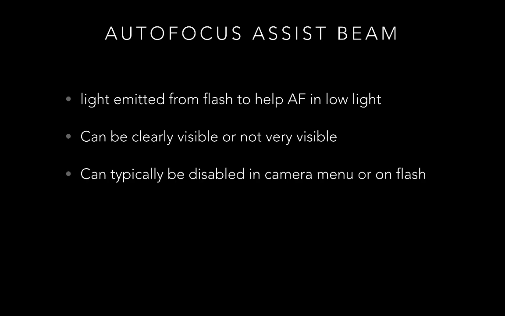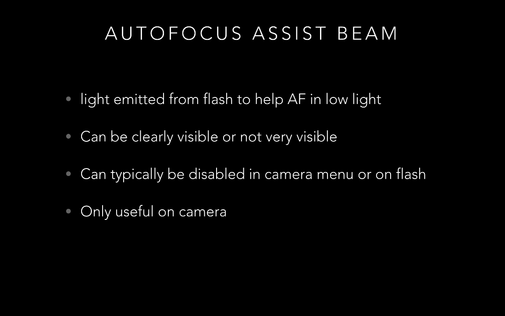It can typically be disabled in the camera menu or on the flash menu. You could go into custom functions and turn off the autofocus assist beam if you don't want it. But most people in low light do want that because it does help you focus really, really fast. It's typically only useful if you have the flash or the autofocus assist beam on your camera. For example, if you're using a flash 90 degrees off to the right, the assist beam that it's sending isn't in your viewfinder anyway.